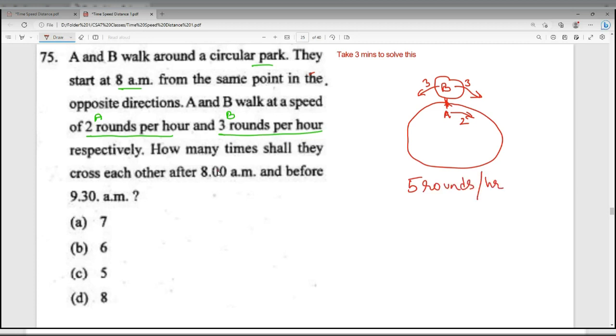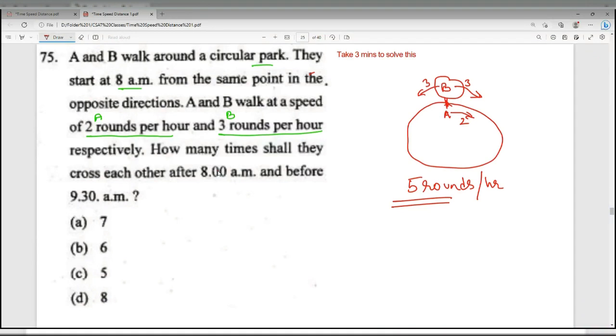The effective speed of A is 5 rounds per hour, and this B would be sitting at the same position. He would not move. So we are doing this using the relative concept, because that would be much easier. So B's speed we would add in the opposite direction. So 3 in this side, 3 in this side. B would stay stationary at this position. A would be moving at 5 rounds per hour relative to B. So we are making B stagnant, and A would be moving at 5 rounds per hour.